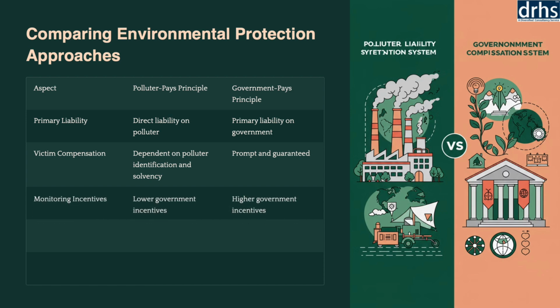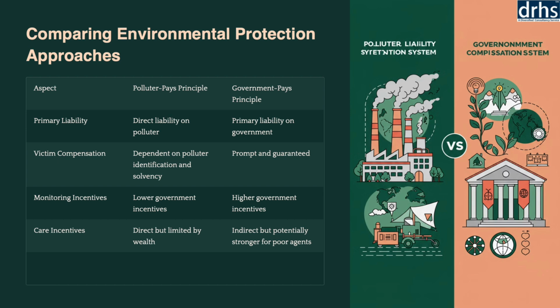The next aspect is related to monitoring incentives. The Polluter-pay principle provides lower incentives for government monitoring, as the financial burden of non-compliance falls on the polluter. This can lead to less rigorous enforcement of environmental regulation. Conversely, the government pay principle offers higher government incentives for monitoring and enforcement, as the government bears the financial cost of the environmental damage. This approach encourages more proactive and stringent oversight.